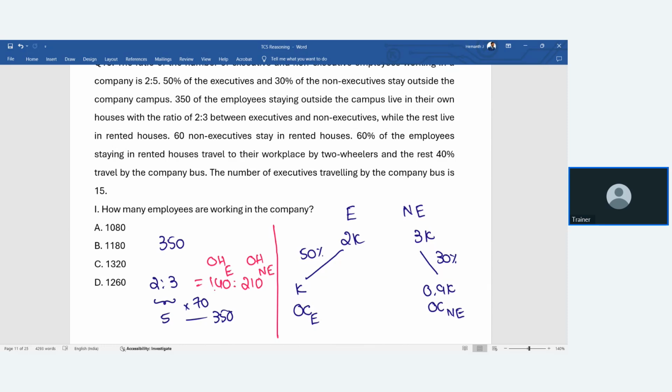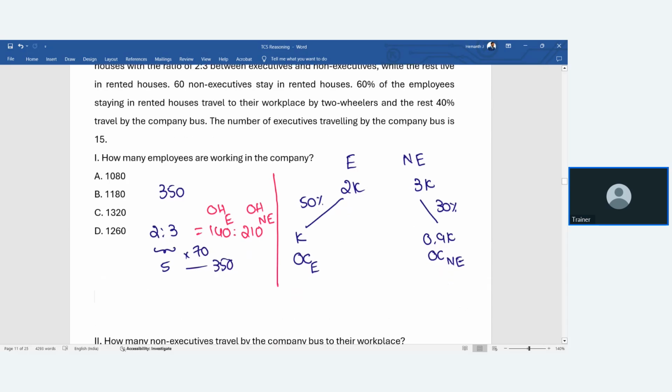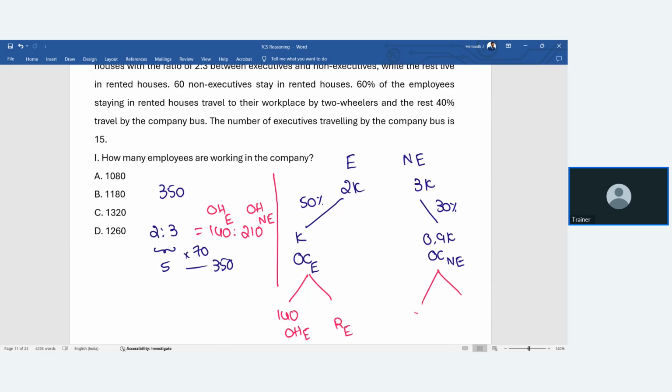Rest of the people live in rented house. So outside the campus, again we have to distribute this. Among executives, 140 are own house, rest are rented house. Whereas among non-executives, 210 are own house, rest are rented house. Let it be RH as well. Okay, next.